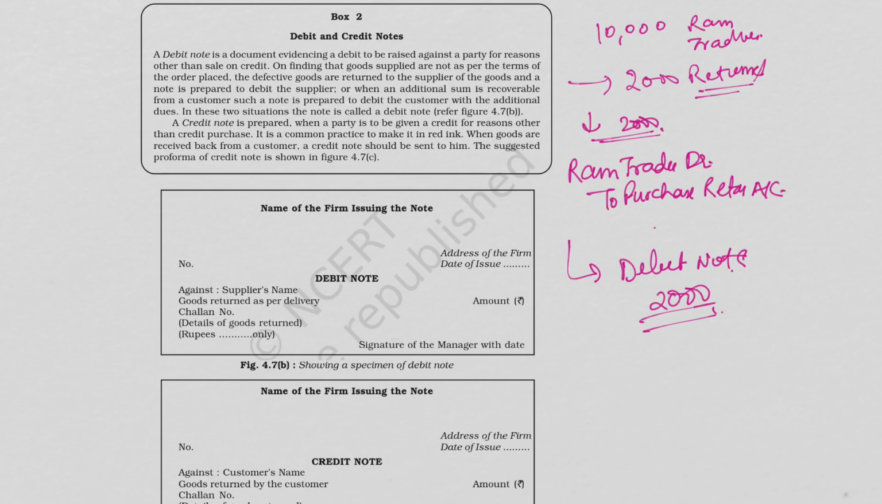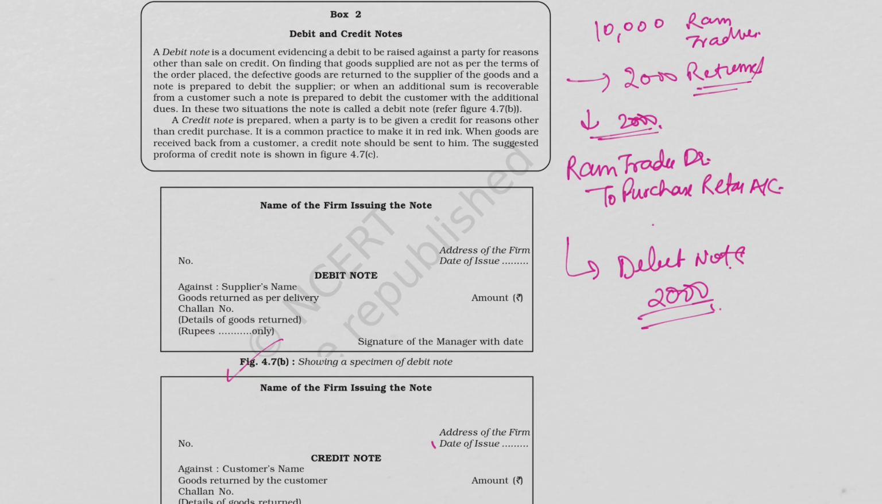So specimen of debit note has been shown here in this figure 4.7b. So basically it contains the name of the firm which is issuing the debit note. Then we have the address of the firm, the date, debit note number. We have the supplier's name also, and delivery challan number, details of goods returned, amount, signature of manager. So basically it serves as a documentary evidence.